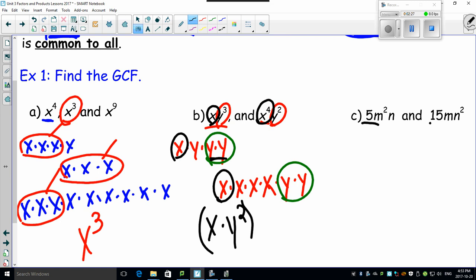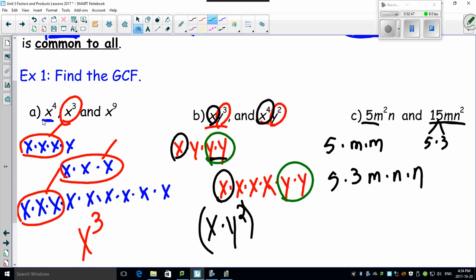Now, let's throw some numbers in there. Oh, right. 5 m times m. Look at this, 15, which you can break down using a factor tree: 5 times 3. So this is 5 times 3, m, and n and an n. So let's think for a second. What is the greatest number common to both? Well, yeah, 5. How many m's? This has 2 m's. This only has 1. The only thing that is common to both is 1 m.